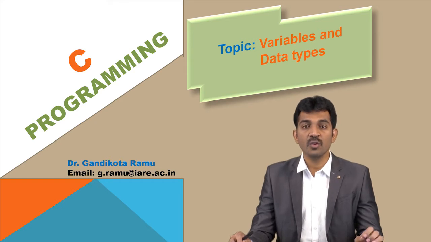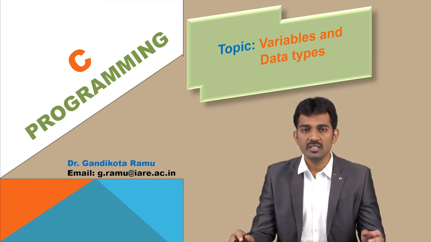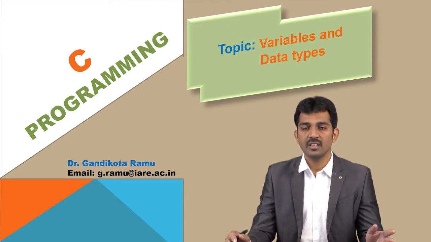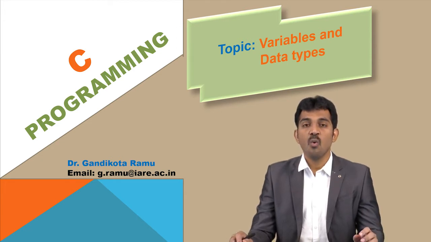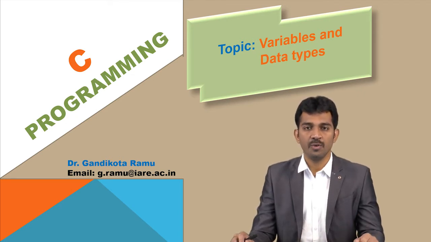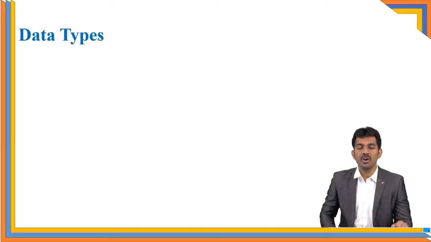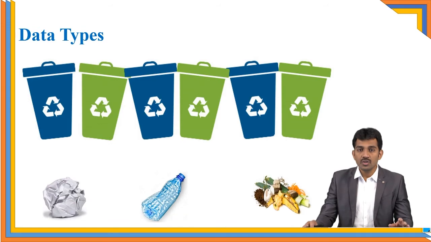In the last class, we have seen what a token is, and how tokens are divided in various ways. In this class, we are going to see variables and data types. Already in the last class, we have seen what an identifier is. It comes under the variable only. Now, in this class, before going to the data types, I want to explain with an example.